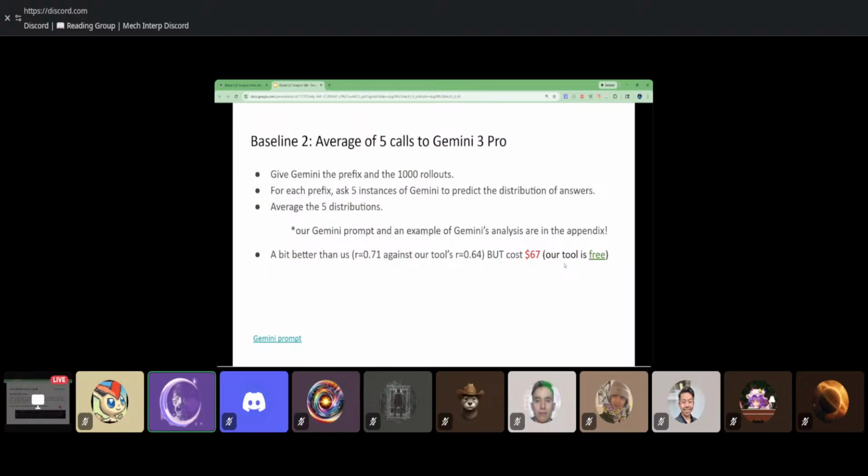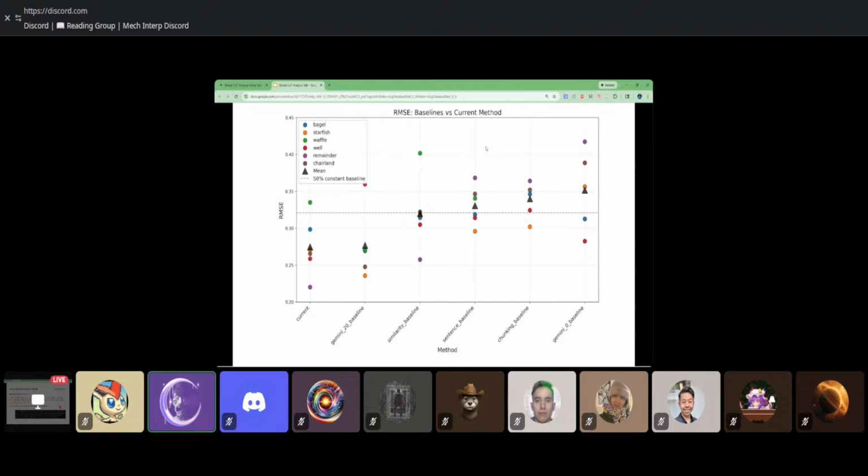As Daria showed you with the previous plot, when we just do this once, we see a lot of zeros, a lot of hundreds, a lot of 50s, some middle numbers that Gemini seems to enjoy. But surprisingly, when we call 5 times and average the results, we do a lot better. So Gemini clearly has some signal here. So here are the results for lots of baselines and our current method.